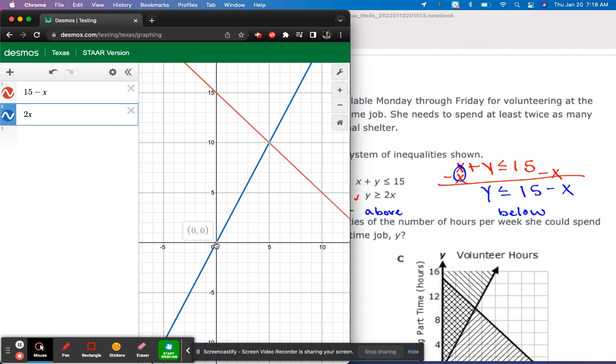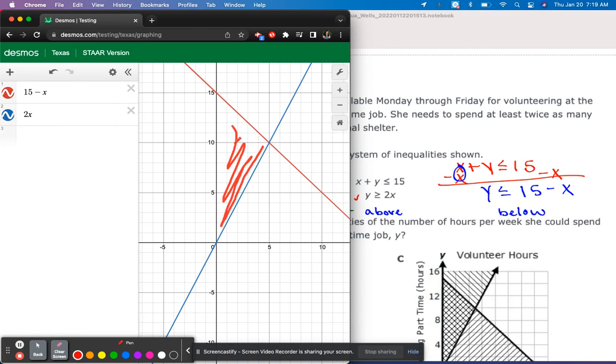So the blue line, my y-intercept is at 0. So this one should be shaded above. So the blue line, we should have it shaded above. Oops. So it should look something like this. And then the red line, if we remember, is less than or equal to. So it should be shaded below.